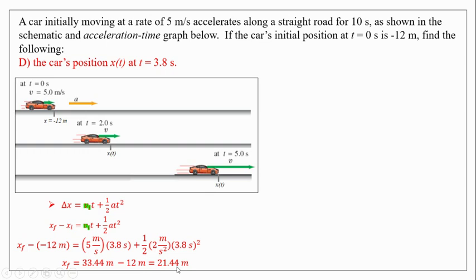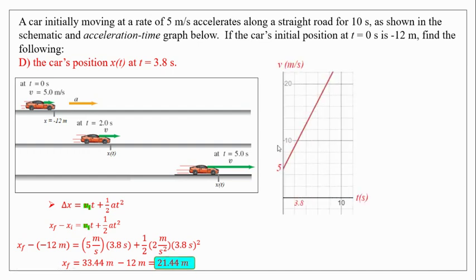So this is where the object is located on the number line. Again, it's not the distance traveled, it's not the displacement. It is a single point. Okay, so it starts at negative 12, and then somewhere down the line, if I took a picture of it, x of t would equal 21.44. All right. Therefore, that's the answer.